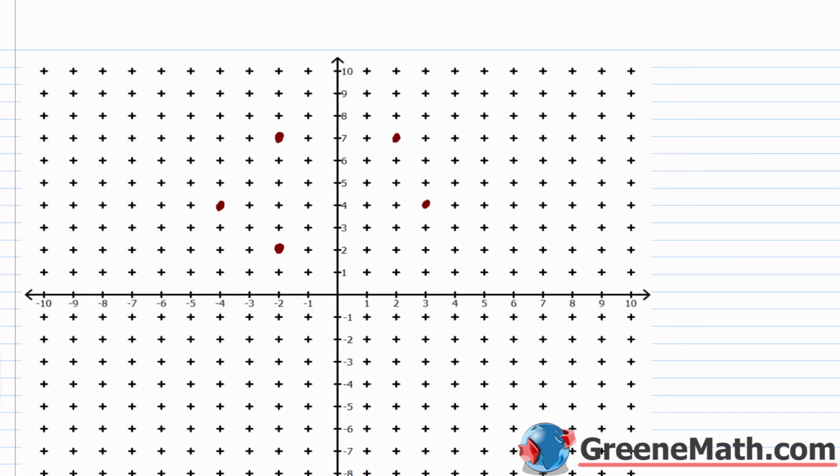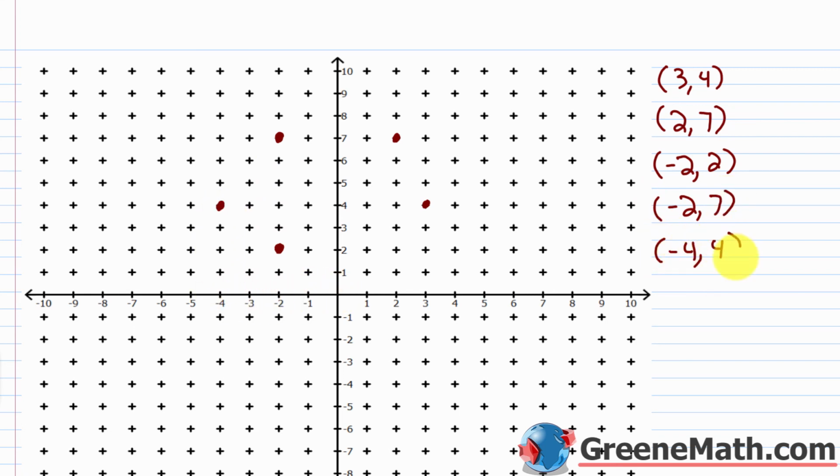So if I look at this coordinate plane, I just have some ordered pairs here. And I want you just to think about what the ordered pairs would be. So we have 3, 4 as an ordered pair. We have 2, 7 as an ordered pair. We have negative 2, 2 as an ordered pair. And we have negative 2, 7 as an ordered pair. And we also have negative 4, 4 as an ordered pair. So you can already tell just by looking at the ordered pairs that this wouldn't be a function, right? Because the x value of negative 2 occurs twice.